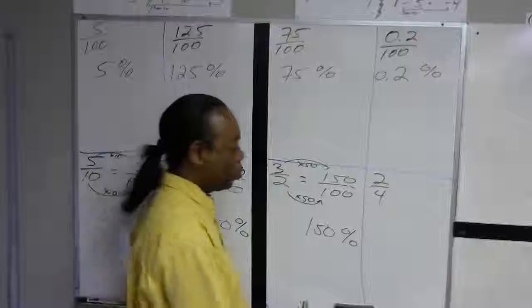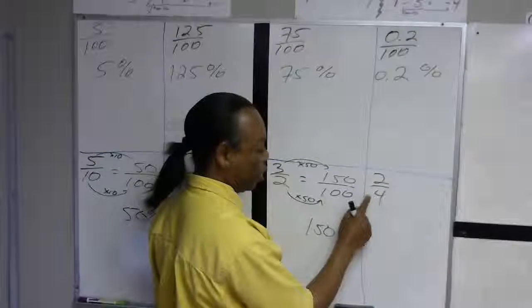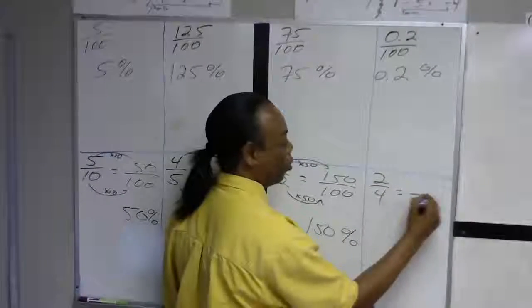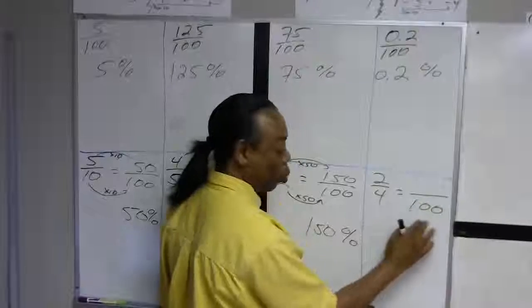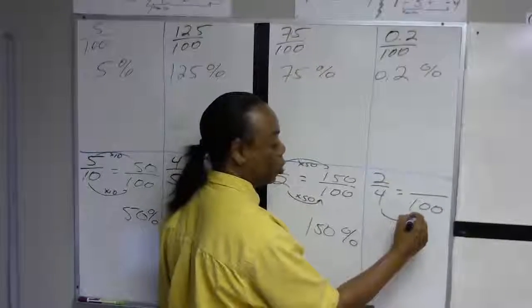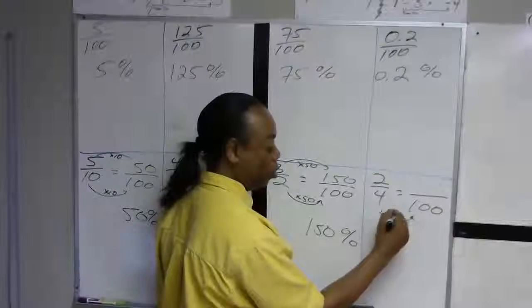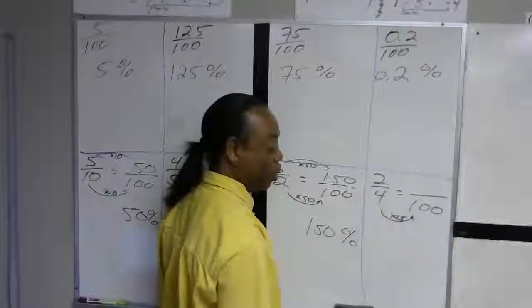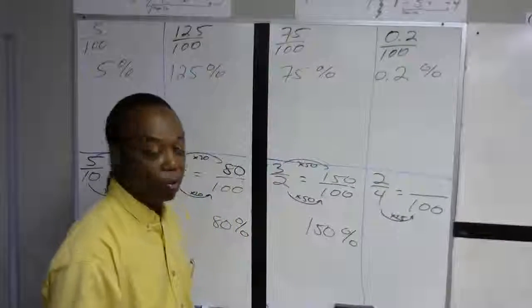Next, 2/4. 2/4, I want to convert that denominator to 100. So the question is, what is the multiplier to go from 4 to 100? And it's 25. 4 times 25 will be 100.